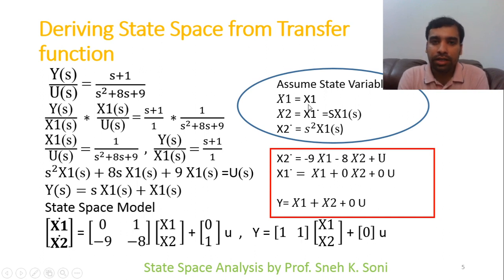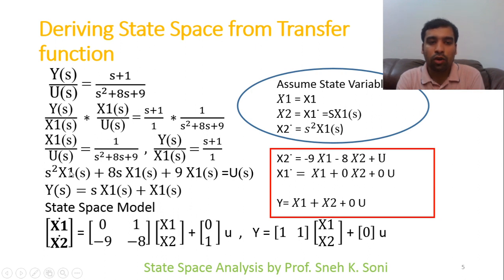Now, how will I assume the state variables? x1 will be the initial state variable, then x2 will be x1 dot, and x1 dot will be s into x1 of s, because x2 I have assumed as s into x1 of s. So if I replace the terms in my equation, then here I have s square x1 of s, which I can write as x2 dot.